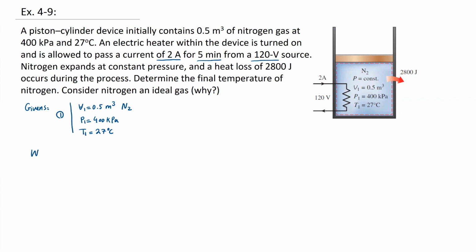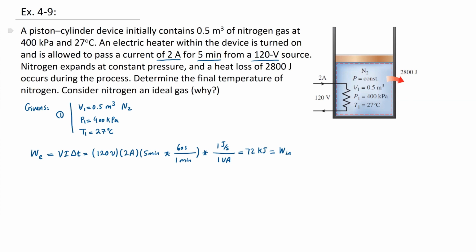So I can solve for electric work. It is equal to voltage times current times delta t, which is equal to 120 volts times 2 amps times 5 minutes. And we know that 1 minute is equal to 60 seconds, and 1 volt-amp is equal to 1 joule per second. So electric work, which is the work into the system, will be equal to 72 kilojoule. This is work into the system.